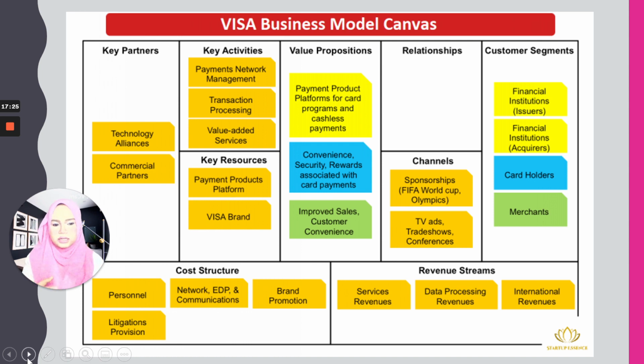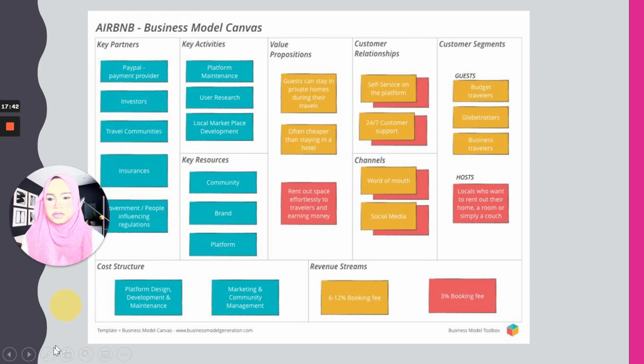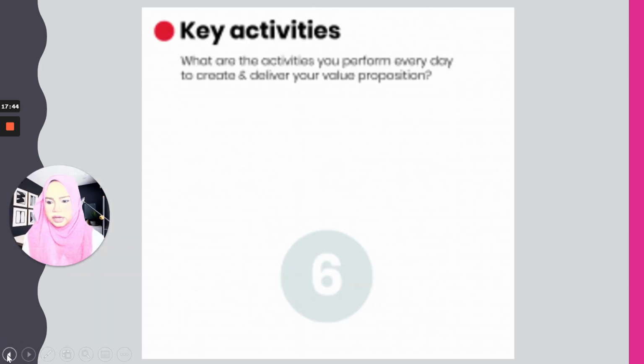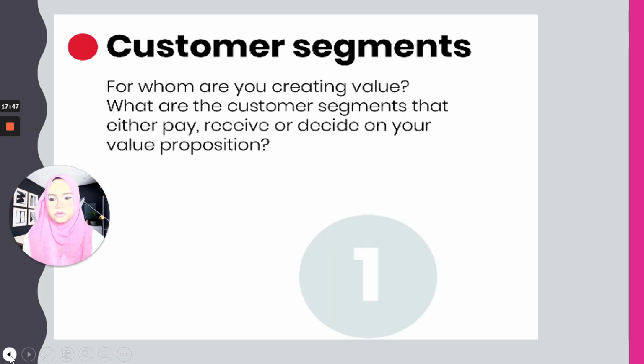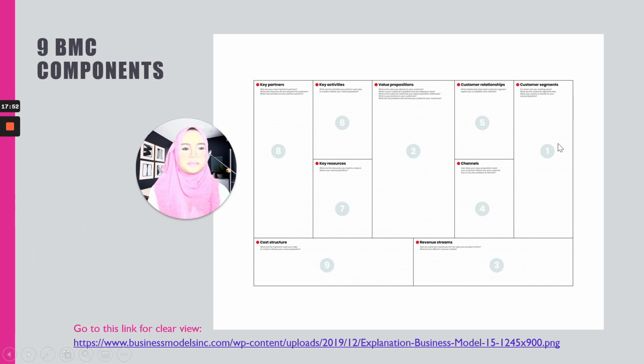So I think that is all for the business model canvas that you will include in the business plan, as well as how you're going to present it. To present the business model canvas, you start according to the numbers, as I told you just now. The first one, you explain your customer segment. Number two will be the value propositions. The third one is the revenue stream.